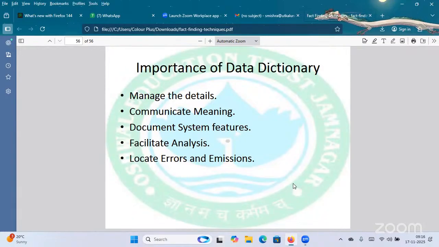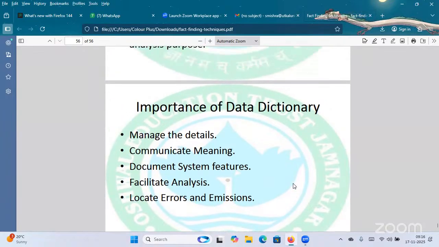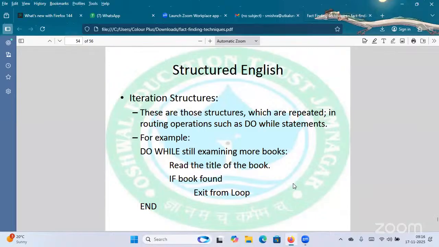So these are the tools used in data analysis, the condition action tools. First we have discussed the decision tree, decision table, then structured English pseudocode, then data dictionary. These are the tools used in the system analysis phase, after gathering the information. For gathering information, we use some fact-finding techniques, and for analysis purposes, we use tools like decision tree, decision table, structured English pseudocode, data dictionary, etc.